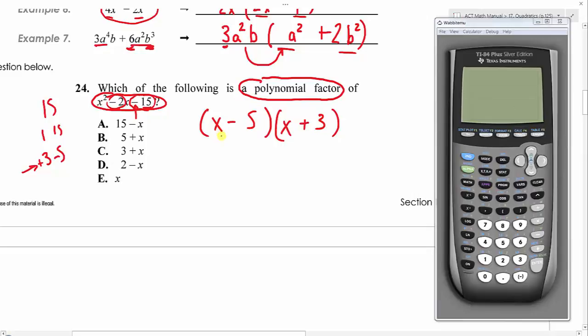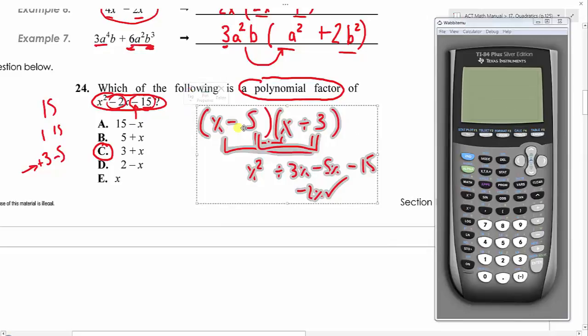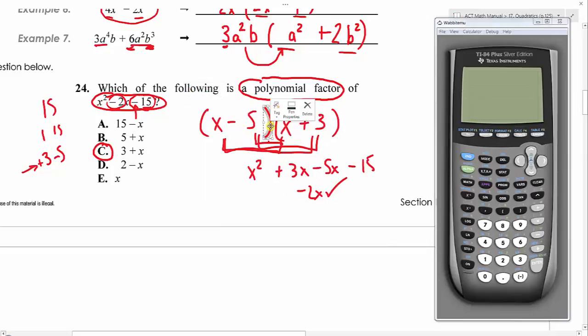I'm going to very quickly distribute this back through to make sure that I did get it right. I'm going to FOIL, so that's x squared. This is plus 3x minus the 5x, that's the inner guys, and then the last guy is negative 5 times positive 3 is negative 15, negative 3 minus 5 is negative 2x, and indeed I did get what I need. So these are my factors, x minus 5 and x plus 3, and I see an x plus 3 right here, just in a different order. So that is one completely acceptable way to do a question like this.